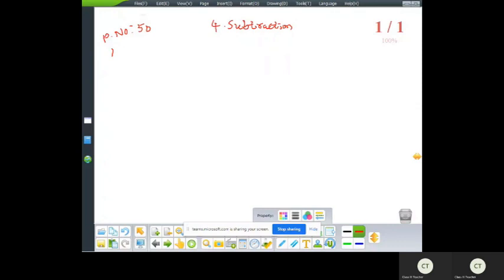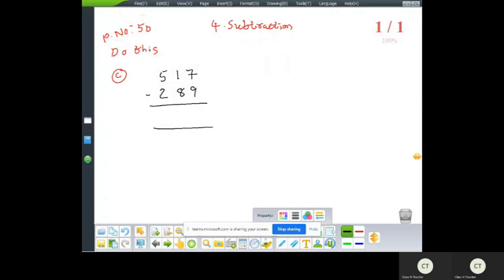Do this. We have finished A and B on this page. Now the problem is number C. 517 minus 289.